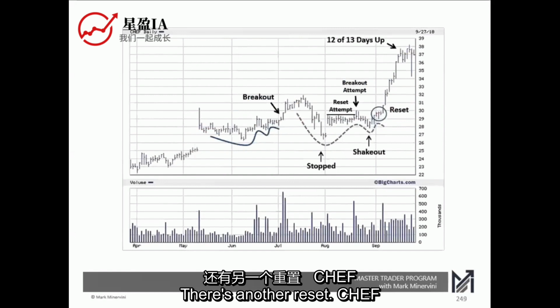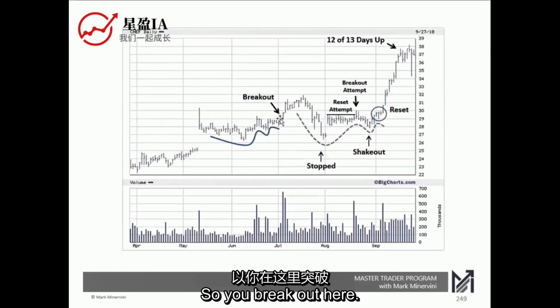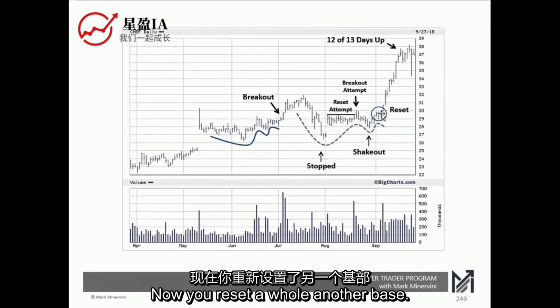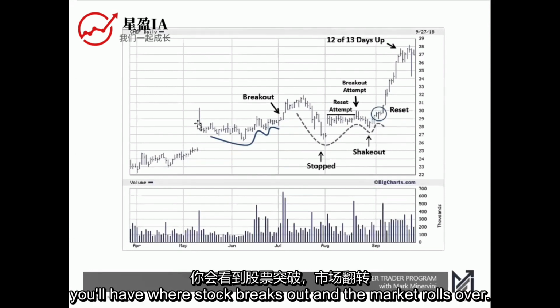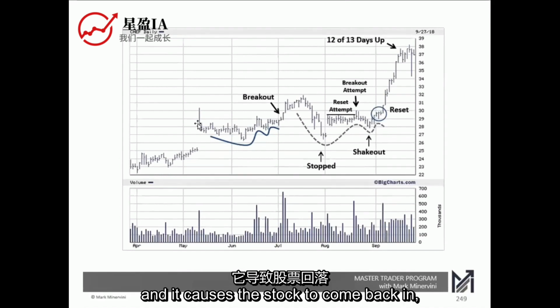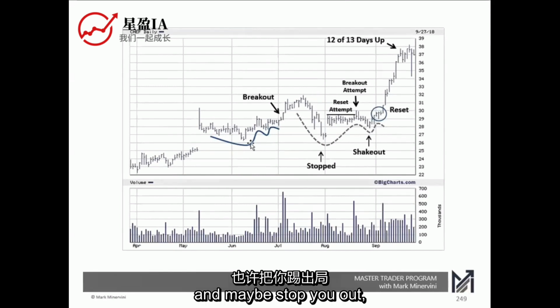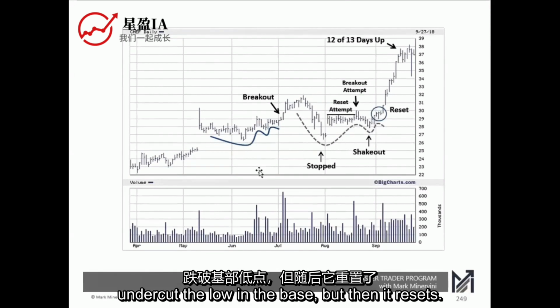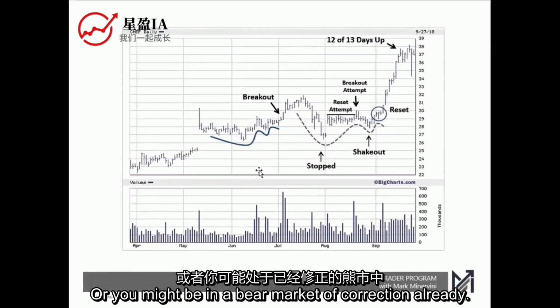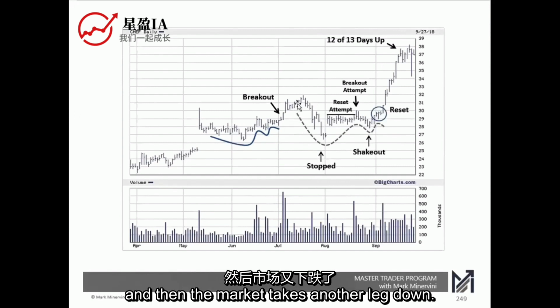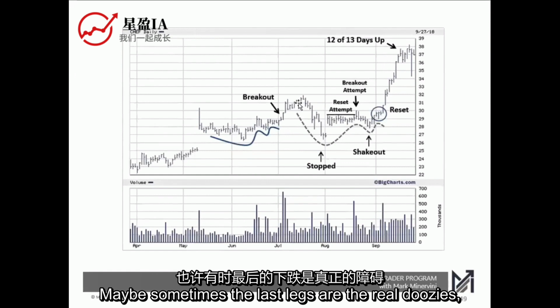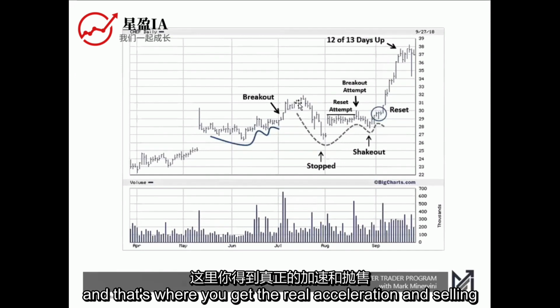Here's another reset. So you break out here, and again, you roll over, and now you reset a whole nother base. Sometimes, again, you'll have where a stock breaks out and the market rolls over. You have a correction in the market, and it causes the stock to come back in and maybe stop you out, undercut the low in the base, but then it resets. Or you might be in a bear market, a correction already, and you've taken a leg down, the stock breaks out, and then the market takes another leg down. And maybe sometimes the last legs are the real doozies, and that's where you get the real acceleration in selling.